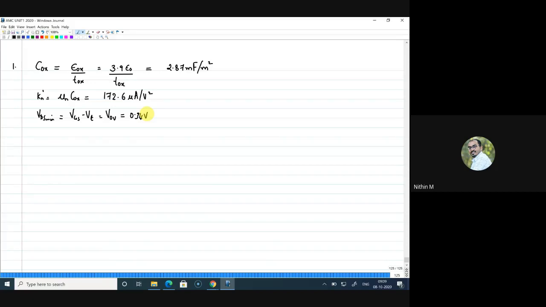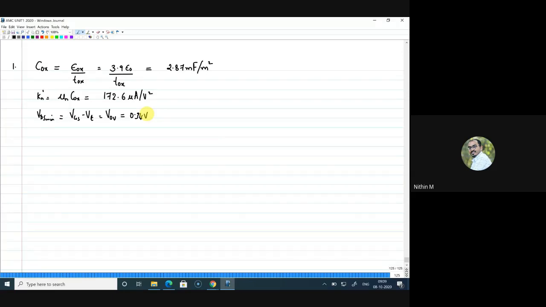So you can actually take the equation for saturation, right? And from that, the only unknown is VGS minus VT. You can substitute and get the value, because it is given that the transistor is operating in saturation with a drain current, right? I hope that is clear.